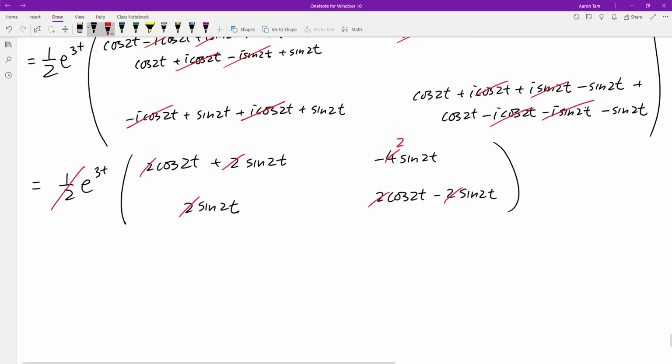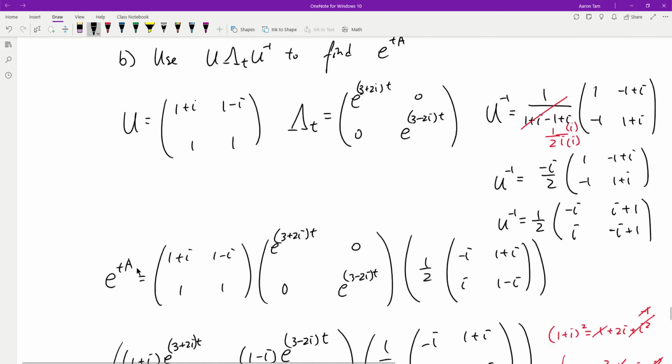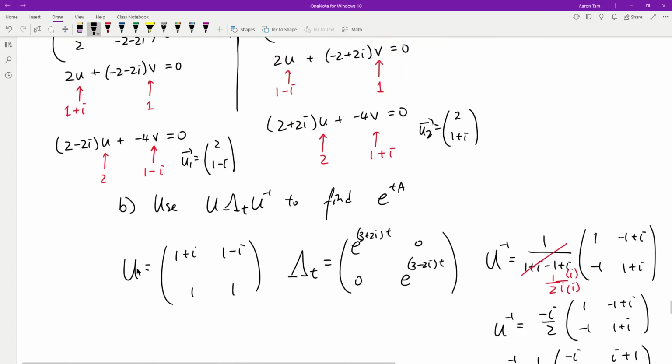And so I think we finally come down to our answer, which is e to the At. So e to the At in this case equals e to the 3t multiplied by the matrix cosine 2t plus sine 2t, negative 2 sine 2t, sine 2t, and cosine 2t minus sine 2t. So that's my e to the At. Wow, it took us that long to figure out. Oh wait, B is not here.